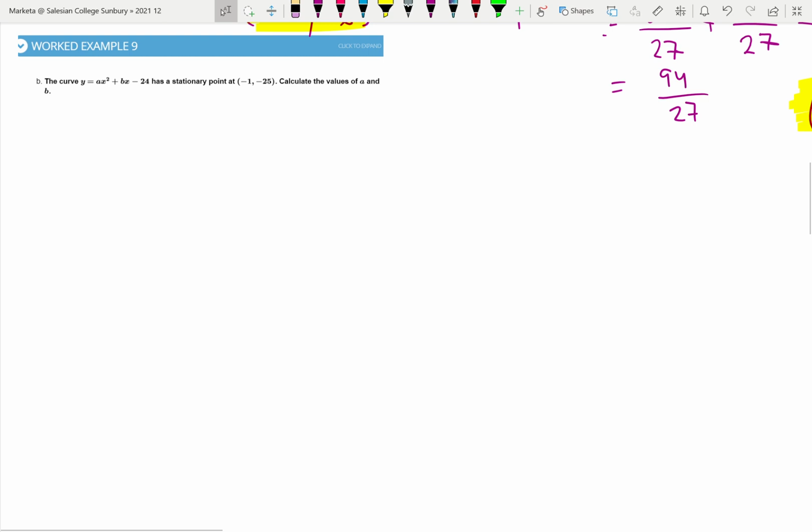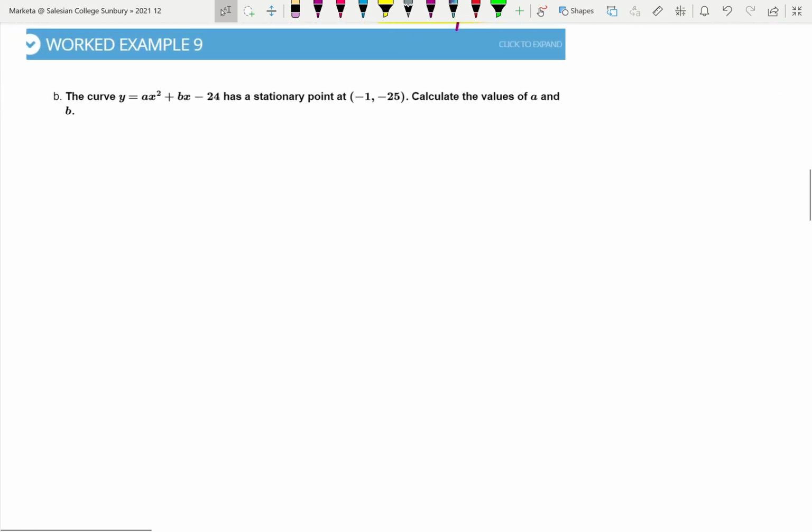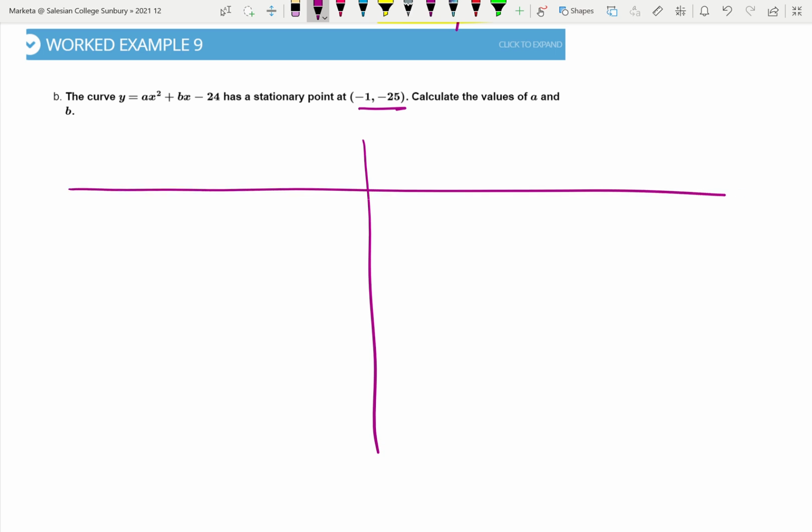Let's move on. Right, so the curve y equals ax squared plus bx minus 24 has a stationary point here. Calculate the values of a and b. Okay, so this is what I'd do in a question like this. I'd say we have the y equation and information, and we have the gradient equation.